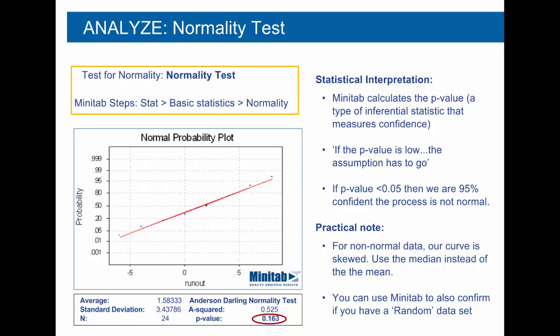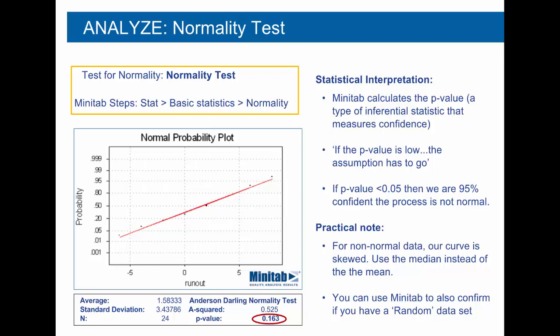We always assume that the data is normal, and a good rule to remember is that if the p-value is low, the assumption has to go. The industry standard is to use a 0.05 threshold for the p-values, which relates to 95% confidence. In this case, the p-value is above 0.05, so we know the dataset is normal.